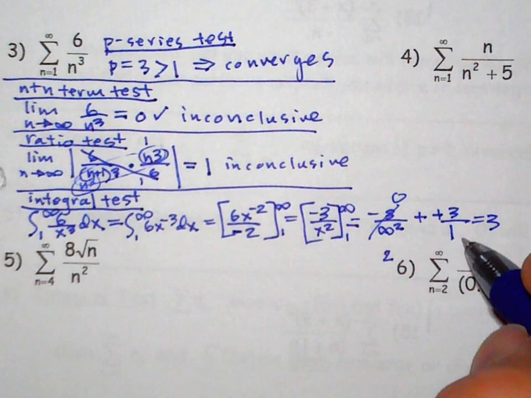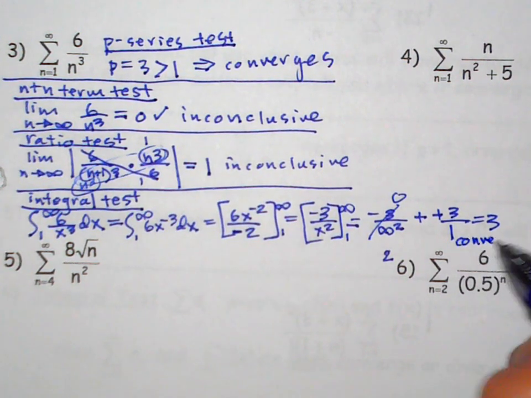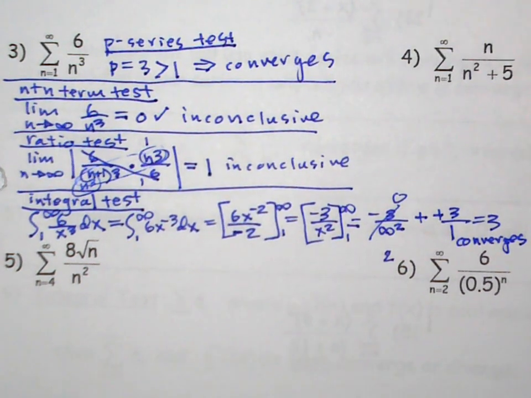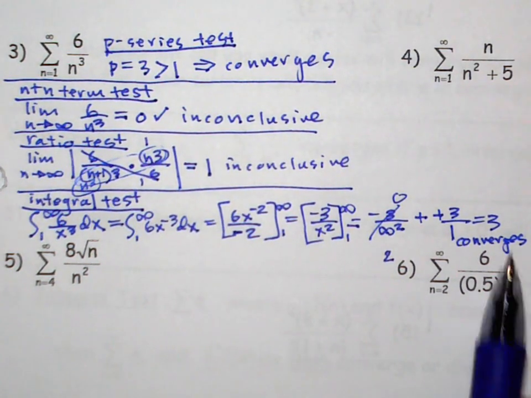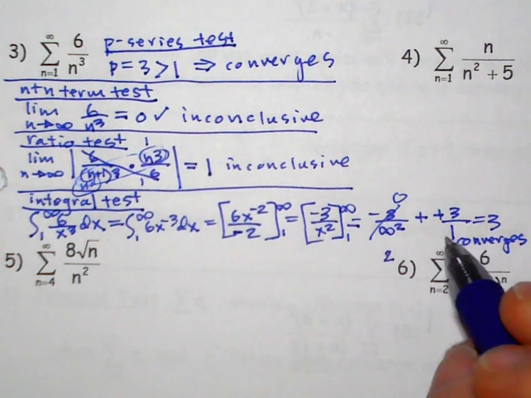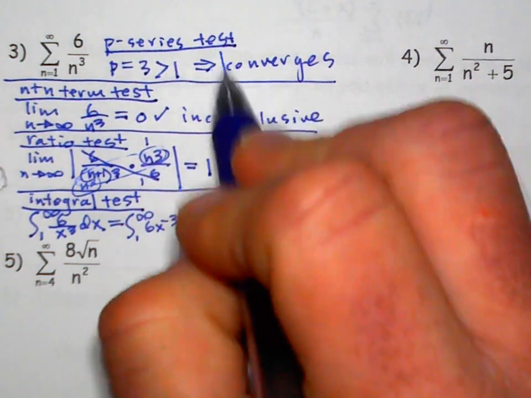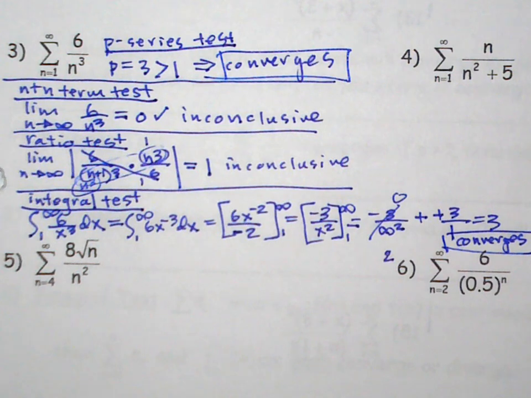Which means that this improper integral converges, and the integral test says, well, if that converges, then your original series is tied to that. It doesn't mean it converges to 3, but that means ours would also converge. So there you go. A few different ways to try that.